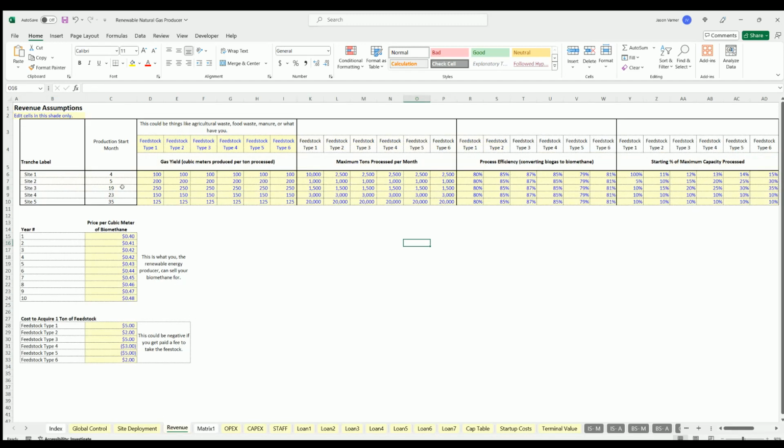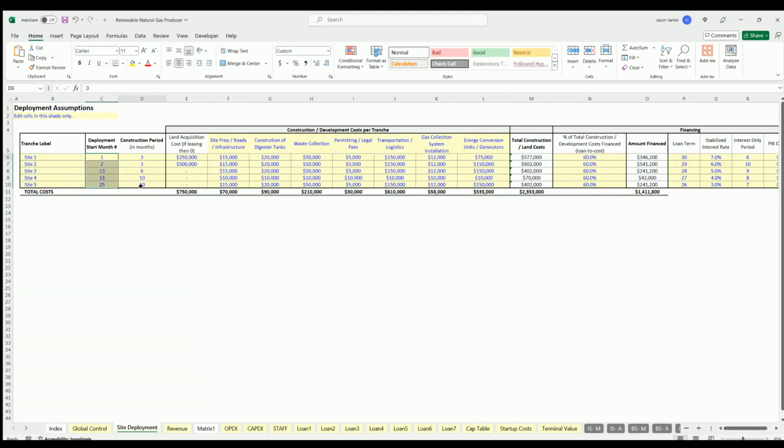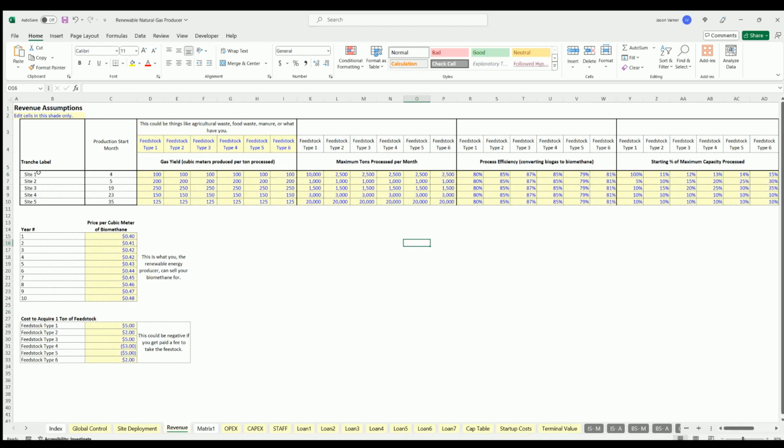Revenue. Here we have our automated start month based on the start month over here and the construction period. Then for each site, we can define up to 6 different feedstocks. Feedstock could be manure, food waste, agricultural waste, whatever you're processing and turning into natural gas essentially. You could name this whatever you want, up to 6 types. Each site can have up to 6 types. You might only use one at one site or two at a couple of sites, whatever. This model lets you dynamically configure all of that.